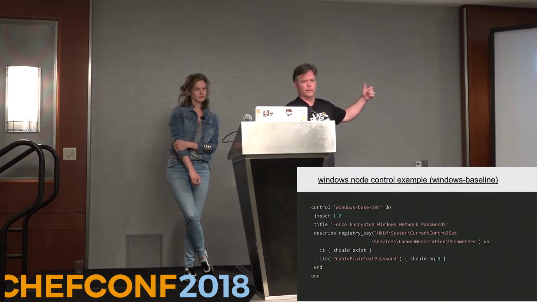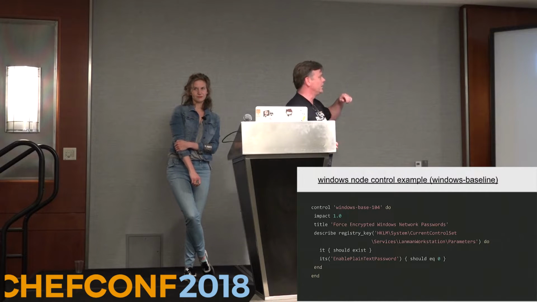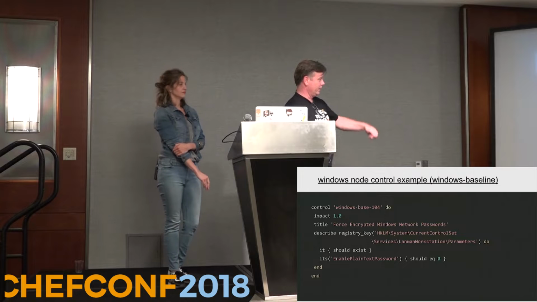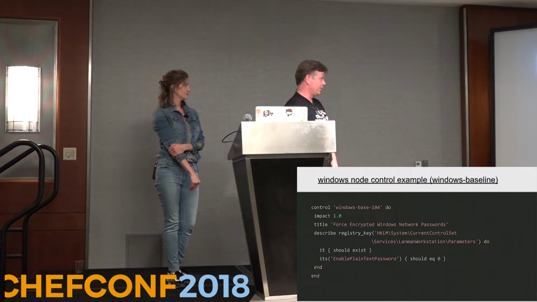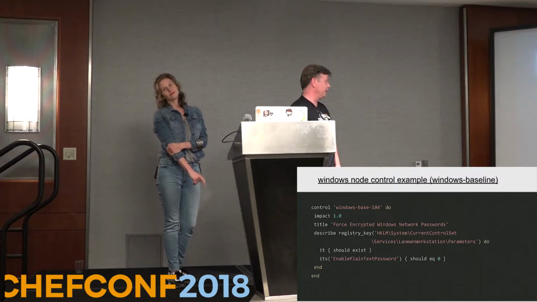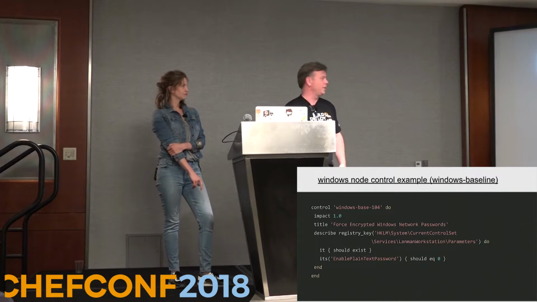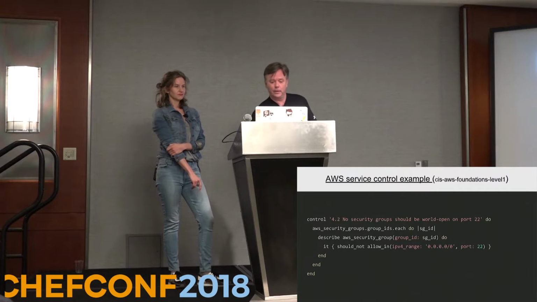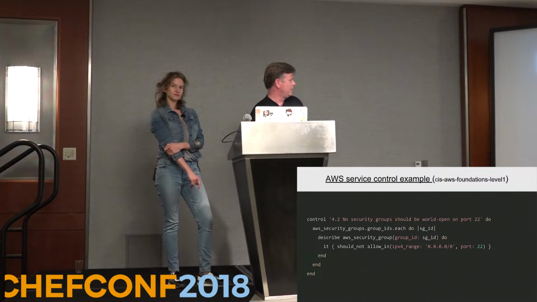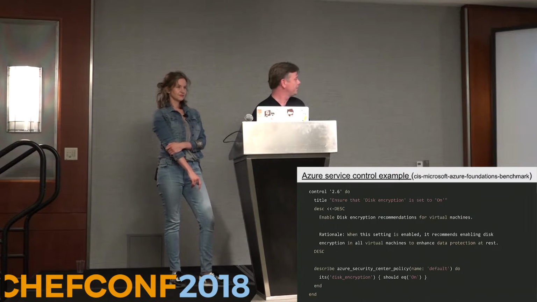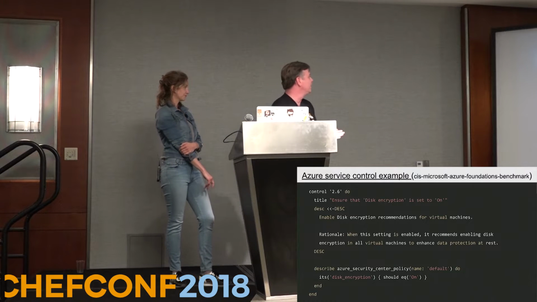the prior one was in the Linux baseline profile, just so you know. This is a part of the Windows baseline profile. This one is just saying the LanmanWorkstation parameters should exist as a registry set, and plain text passwords should not be enabled. Again, if it fails, you'll know it. This one says that the world should not have access to port 22. And this one says that your disk should be encrypted.